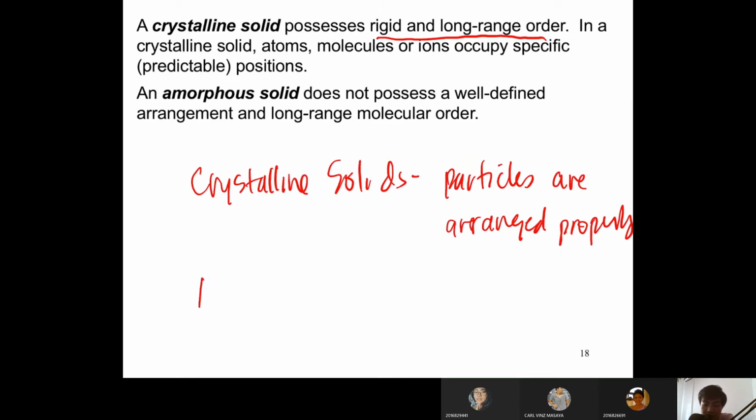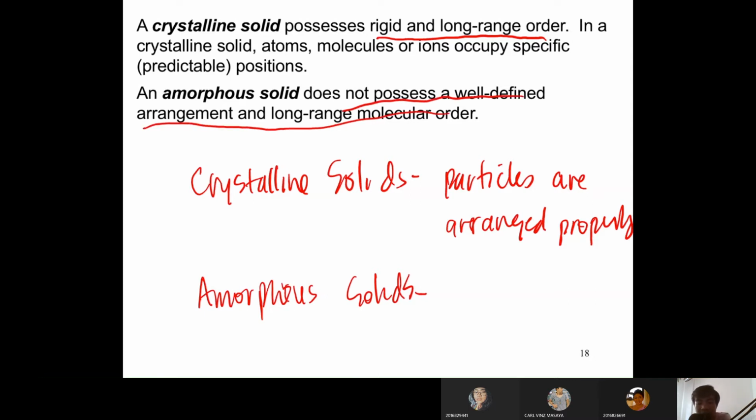Ang amorphous solids naman, nakasulat na nga, para ma-emphasize ko lang. So, amorphous solids, ano sabi dito? Does not possess well-defined arrangement and long-range molecular order. No order. No arrangements. So, hindi maganda yung pagkakaayos ng molecules compared to crystalline.